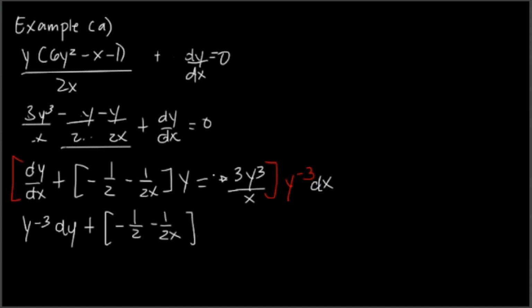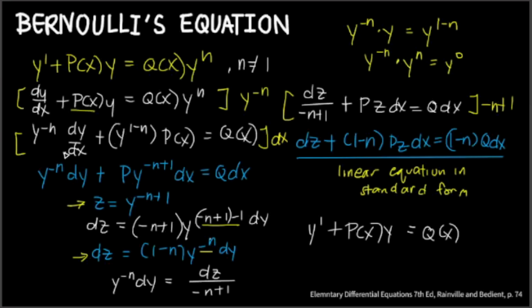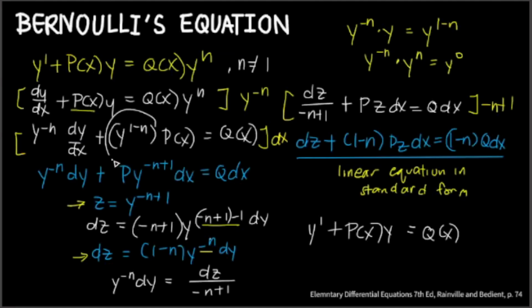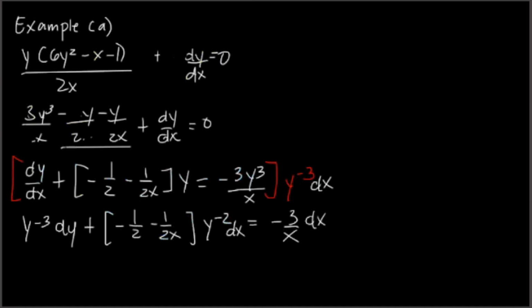Then, alam natin na y times y raised to negative 3 is y raised to 1 minus 3. So, that will be y raised to negative 2 is equal to, makakancel na siya dito kasi 3 minus 3 is 0. So, negative 3x na lang siya dx. Tapos, nakuha na natin tong format na to. So, next natin gawin is ilet natin z is equal to y raised to negative n plus 1. So, ito yung y raised to negative n plus 1 natin.